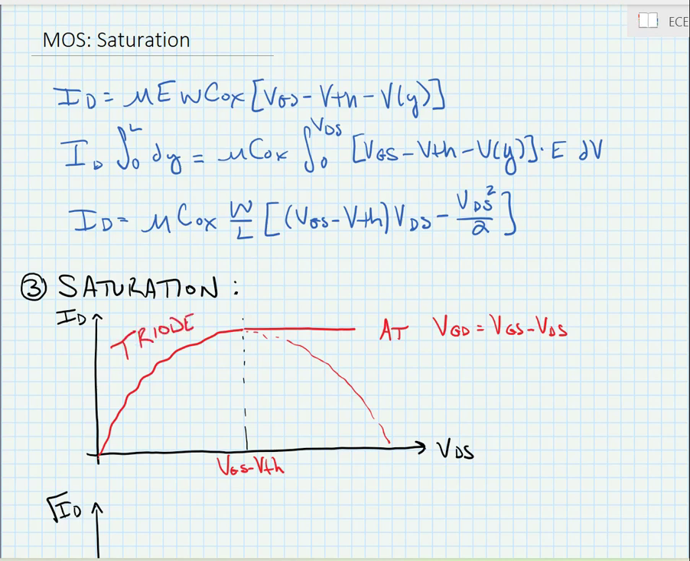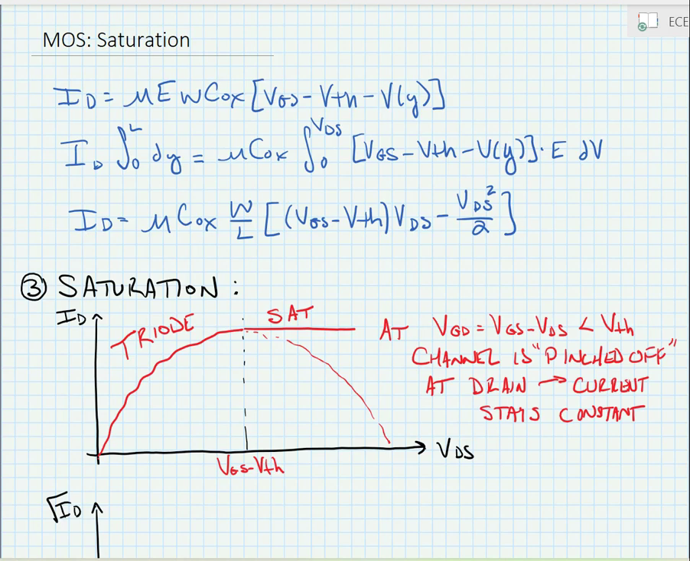And what happens ultimately is that the transistor goes into the saturation region. And this happens when VGD is less than VTH. What's happening here is the channel gets pinched off at the drain. Once the channel is pinched off at the drain, the current stays constant. In other words, the drain to source voltage no longer has any influence on the output current.